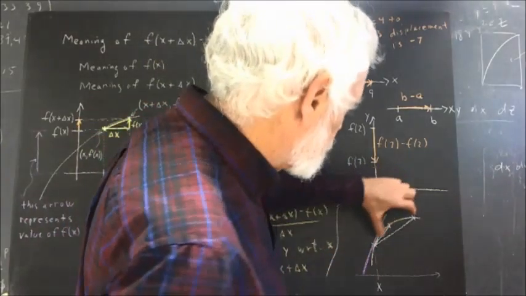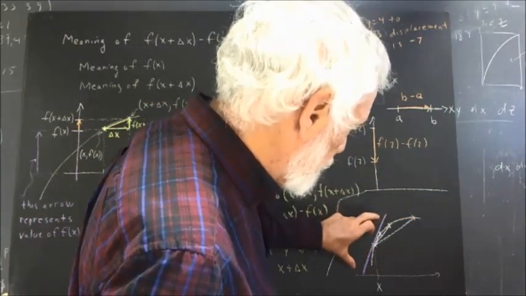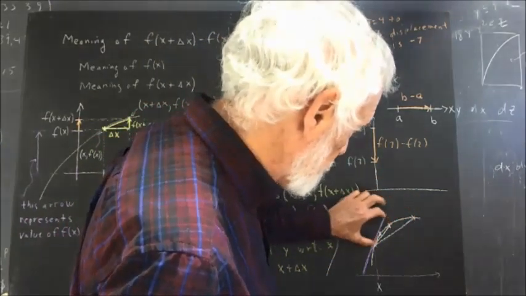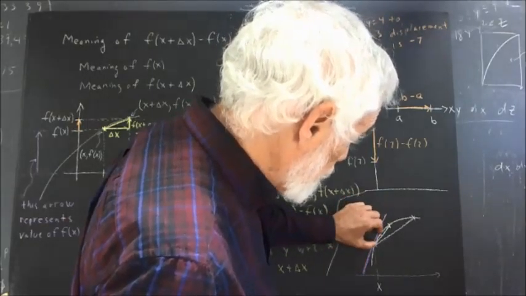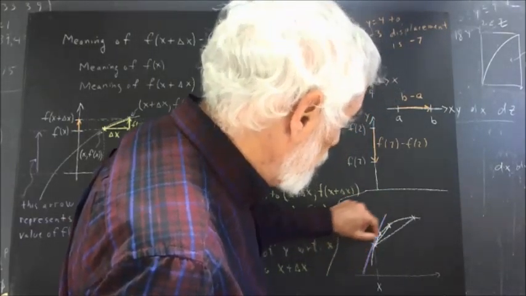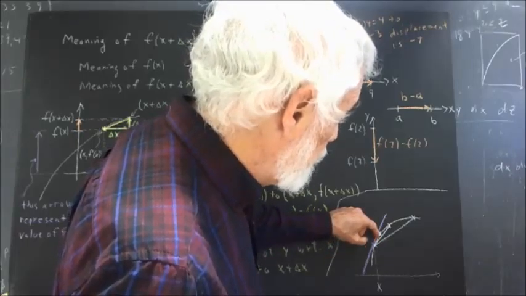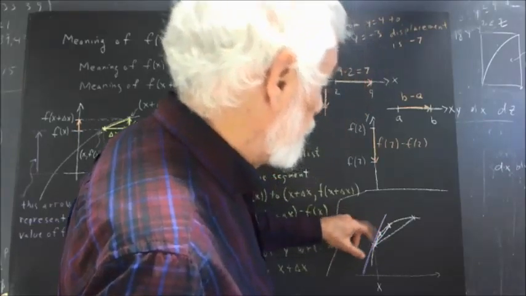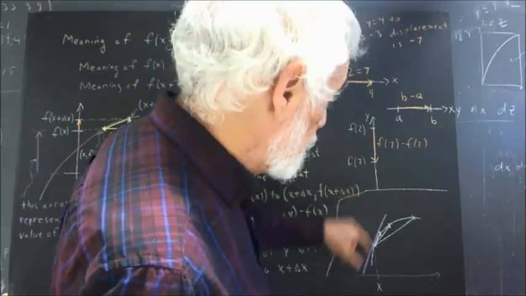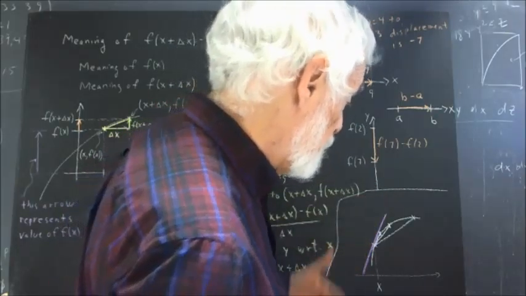So this segment has a slope that's not all that close to that of the tangent line. This segment is closer, and this third segment is much closer. And if we continue drawing segments, the slopes of those segments will get closer and closer and approach the slope of this tangent line as a limit.